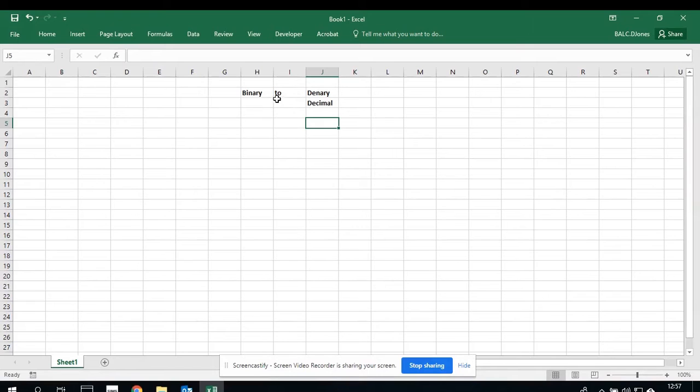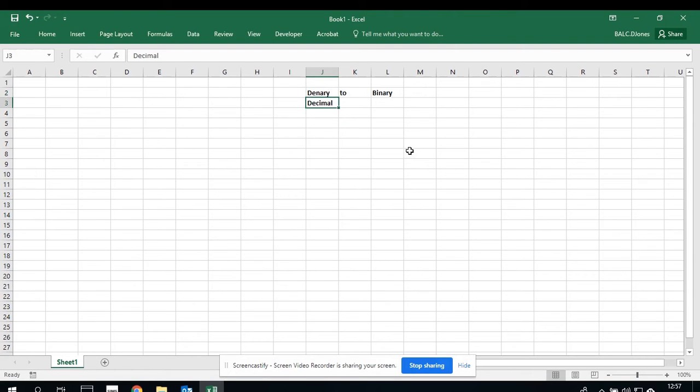Okay, we're talking today about how to convert binary to denary, or decimal numbers, and then of course we're going to further talk about how to convert denary or decimal numbers back to binary. These two things really mean the same thing, okay? So let's just keep it simple.